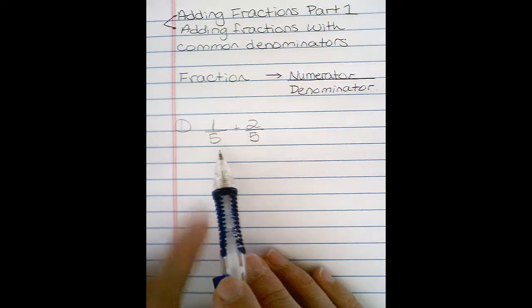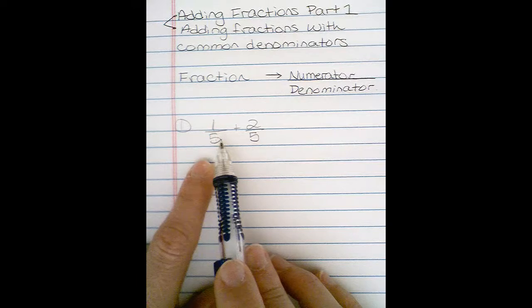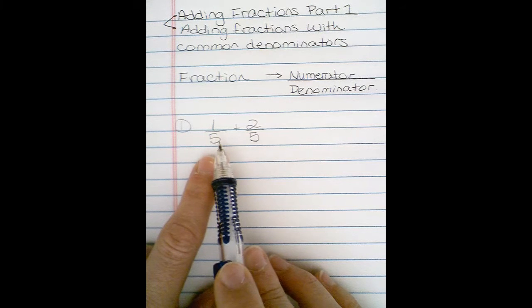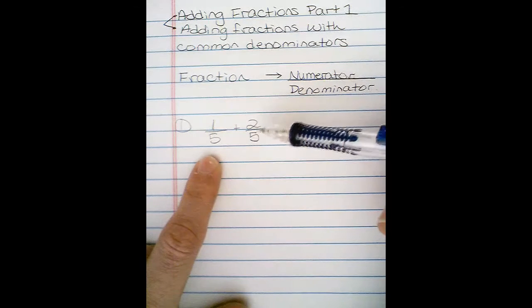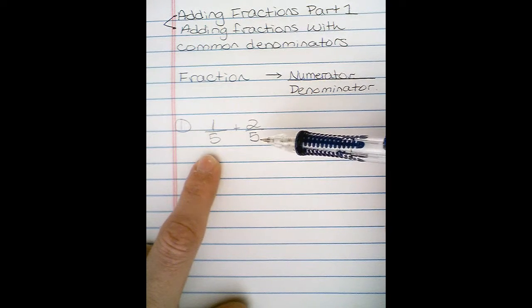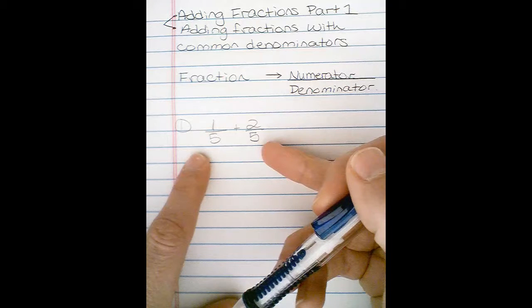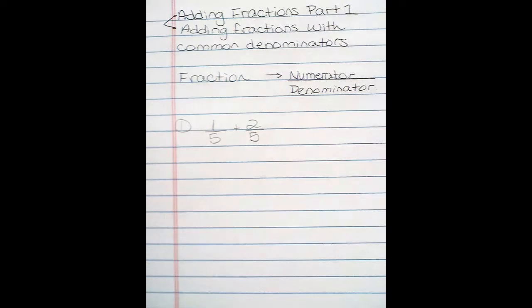Yes, I do. My first fraction being 1/5, I can see the denominator is 5. My second fraction is 2/5, and I can see that the denominator is also 5. Therefore, I am able to add both fractions together.